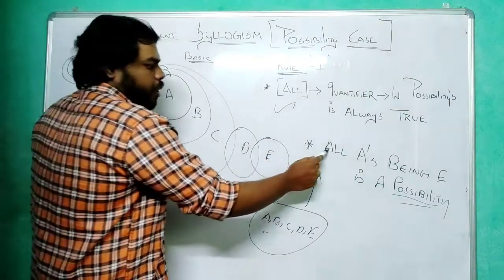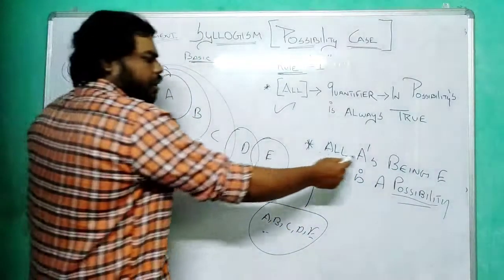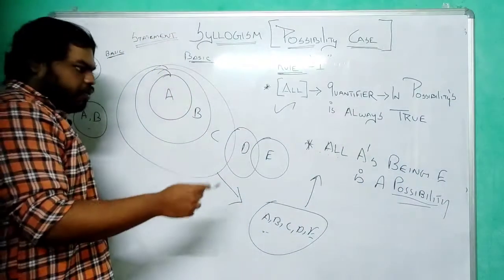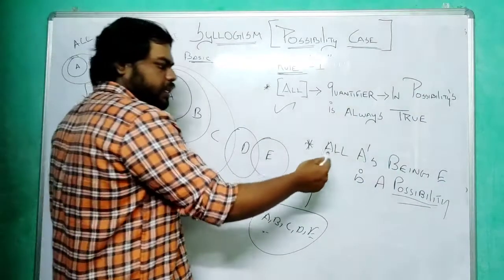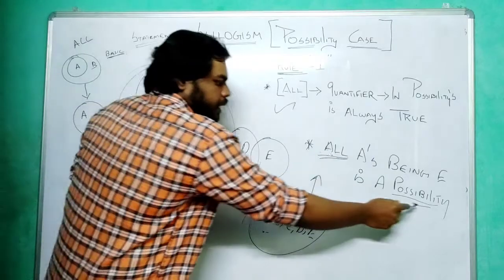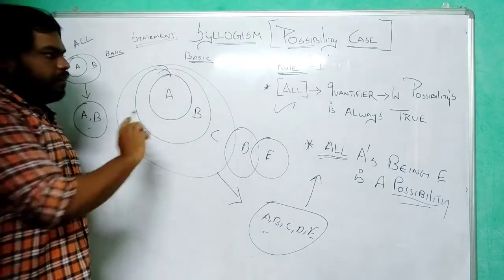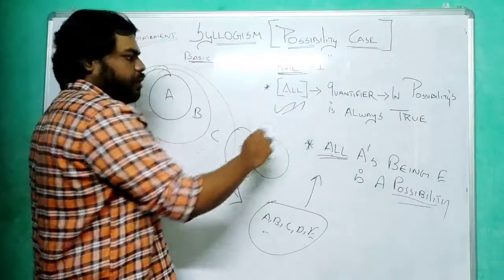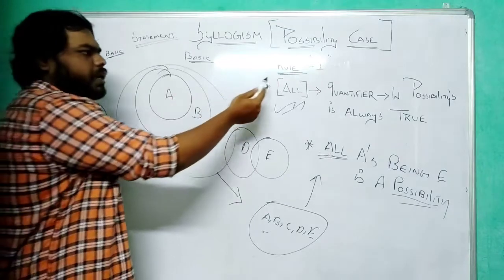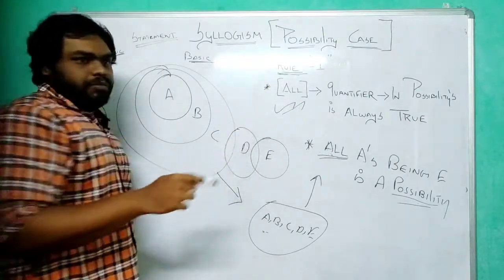If you see, all A's being E is a possibility, or all A's being D is a possibility. You can compare those two things. The important thing is it should be connected with all parameters in a possibility case. If you see this, I won't even draw a Venn diagram. I will simply mark this as true because this rule is always true. You can call it a rule or even a trick. See, this comes through practice.